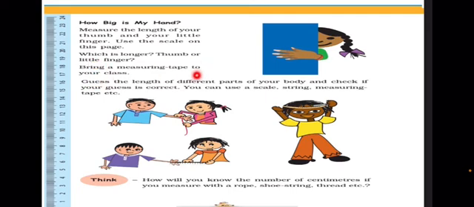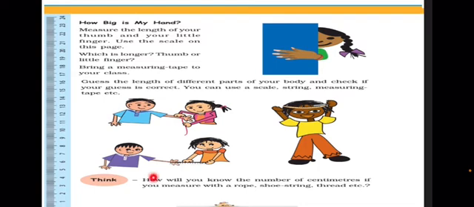Bring the measuring tape to your class. Guess the length of different parts of your body and check if your guess is right. You can use a scale, string, measuring tape, etc. So here a scale is given to you and you need to measure your little finger and your thumb.